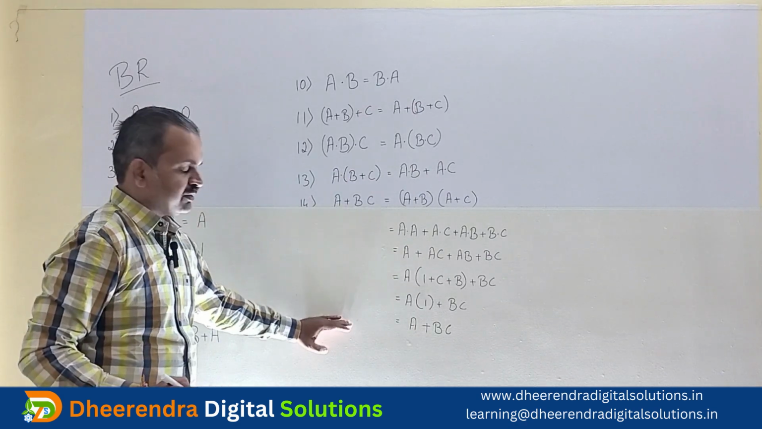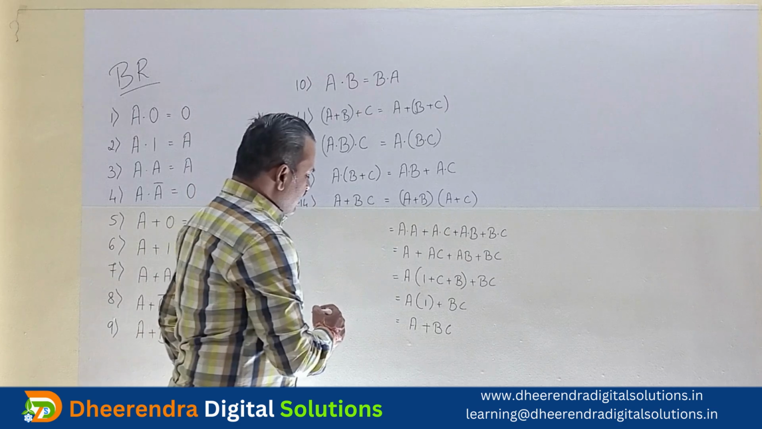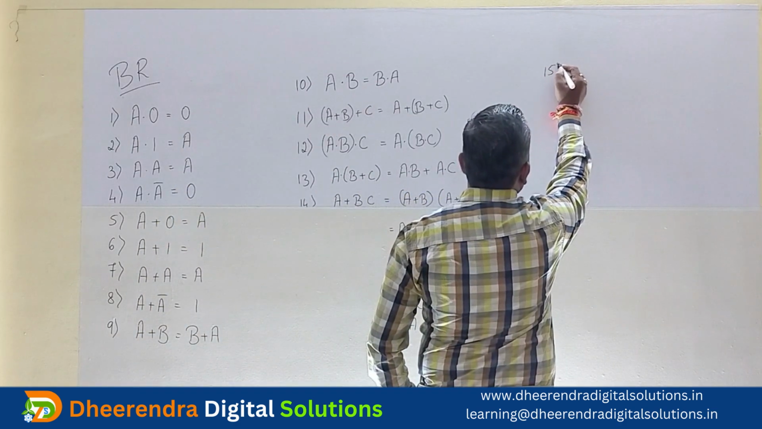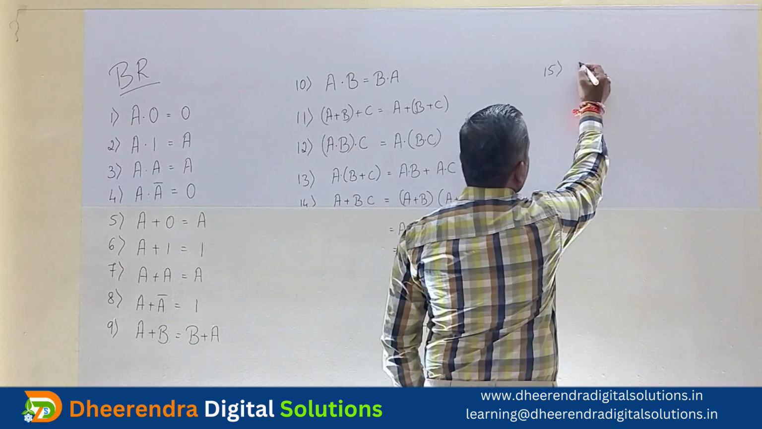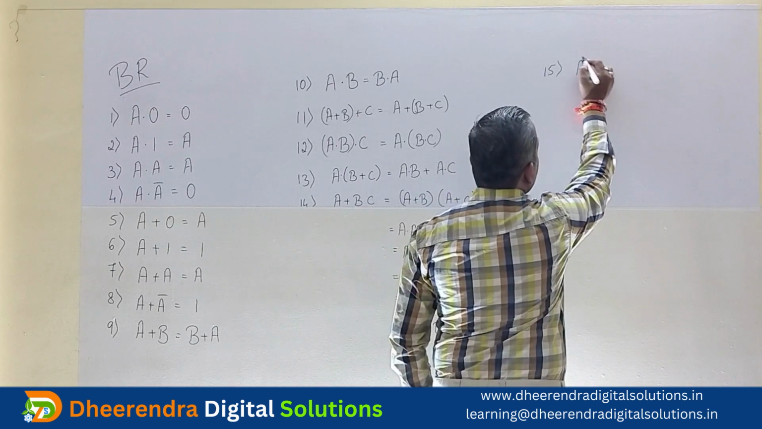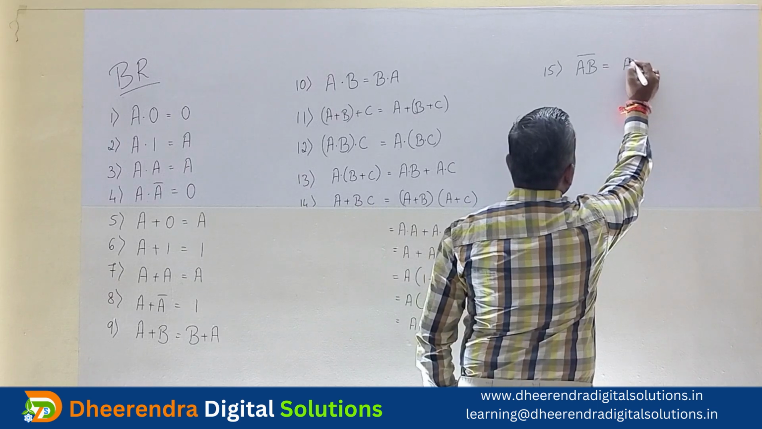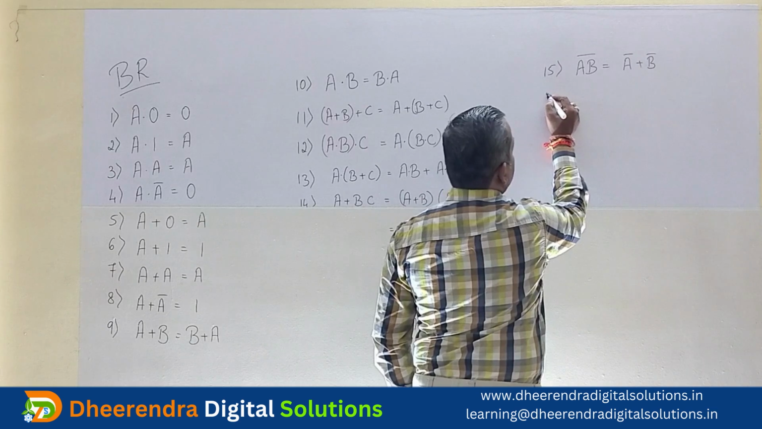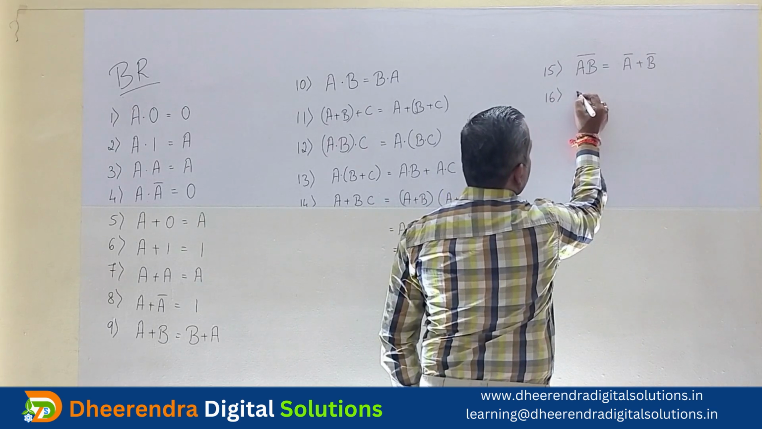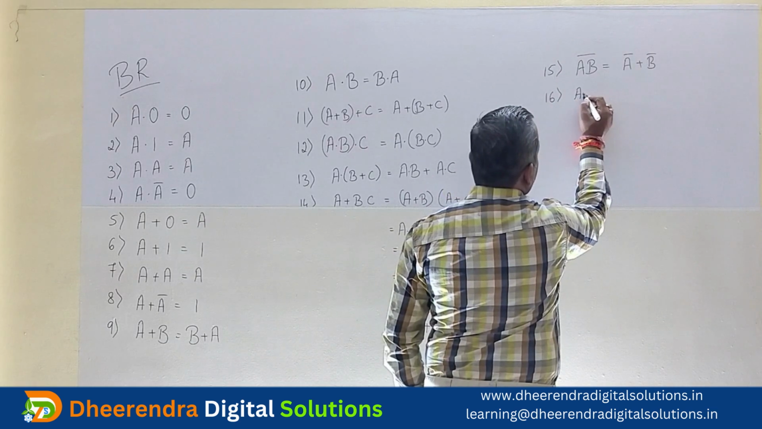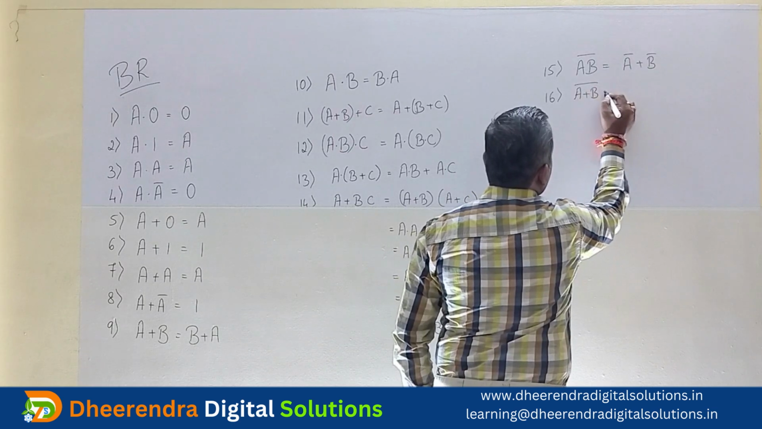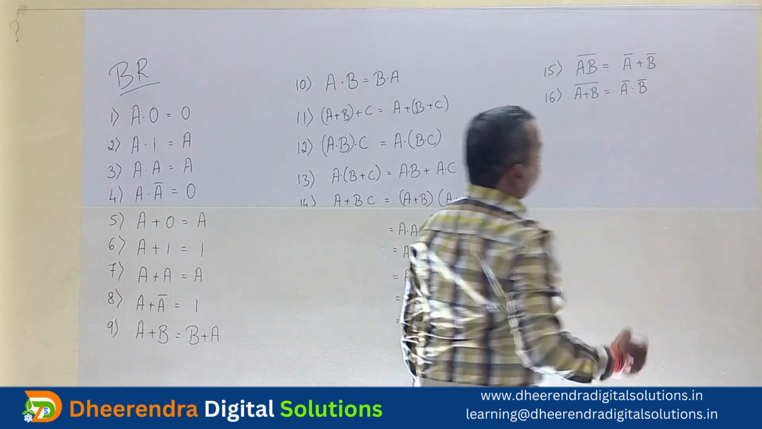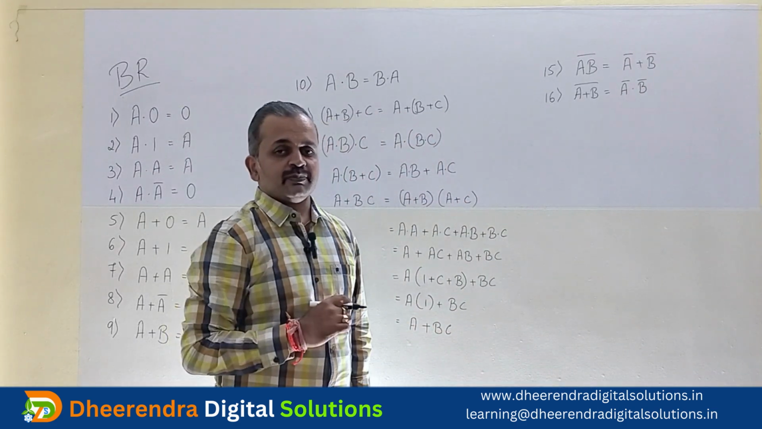So we have seen the explanation for this. Now along with this we have got the 15th property, which is your De Morgan's law. What does De Morgan's law say? This AB whole bar will be equal to A bar plus B bar. And similarly, 16th is also your De Morgan's law, wherein you're going to have A plus B whole bar is equal to A bar dot B bar. So we have got all of these.